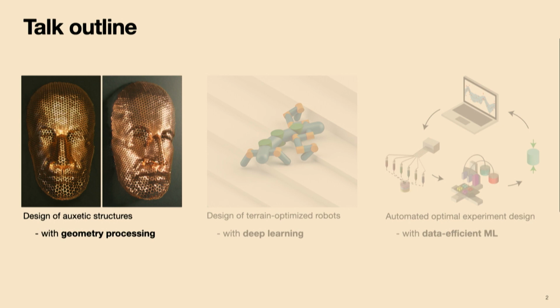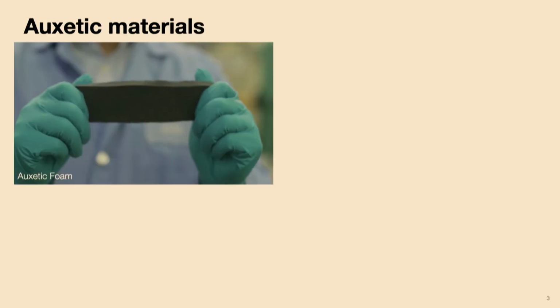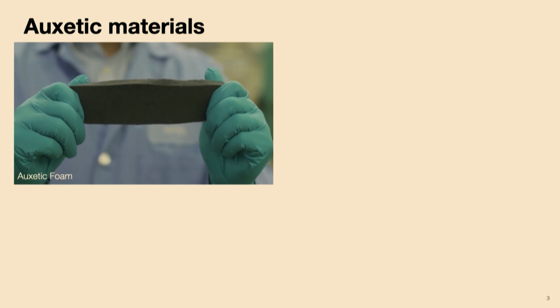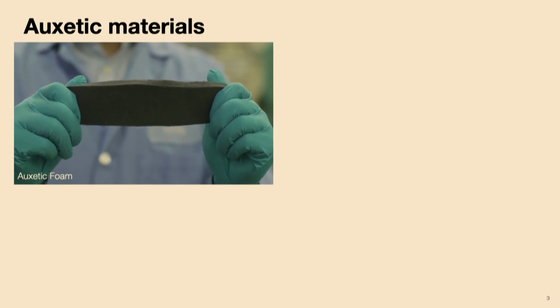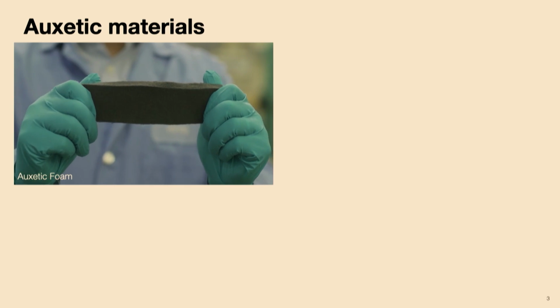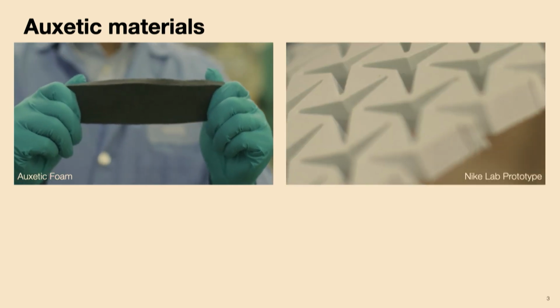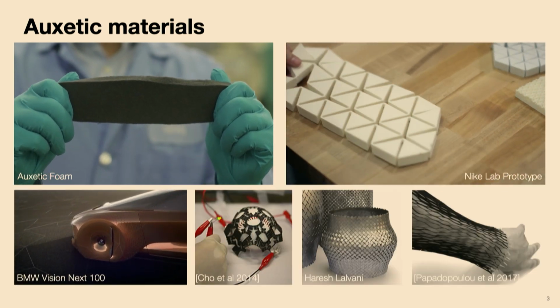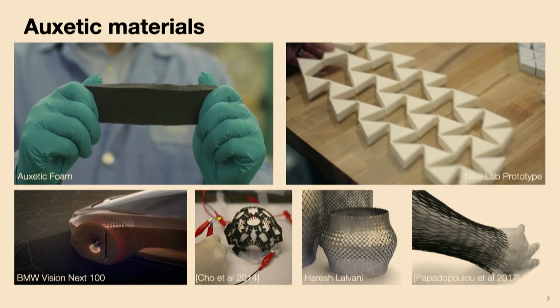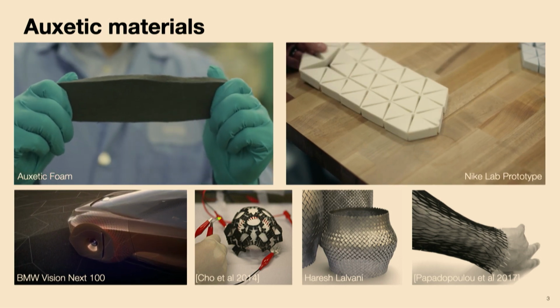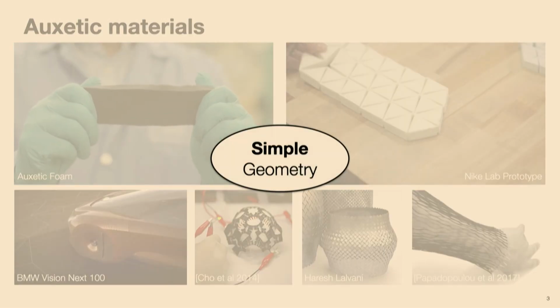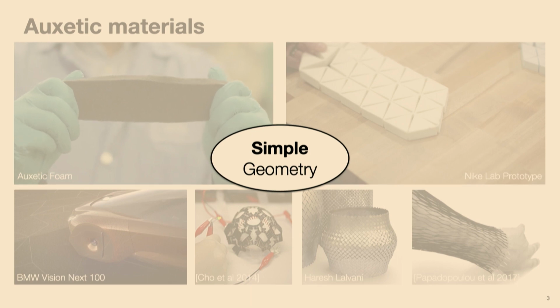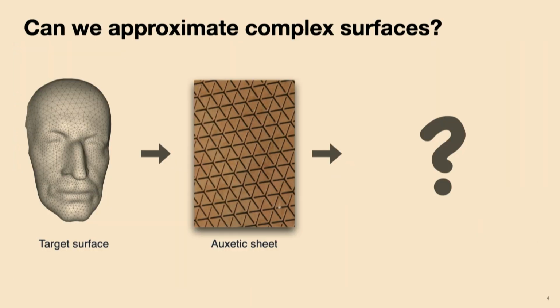So first of all, what are auxetic materials? They're these engineered materials that have this weird behavior. When you stretch them in one direction, they also expand in the other direction. So they have this negative Poisson ratio. And they've been studied by Nike for shoe soles, by BMW for concept cars, for electronically actuated devices, for art, fashion, and so on. But the problem with all these examples we've seen so far is that they're limited to very simple geometries.